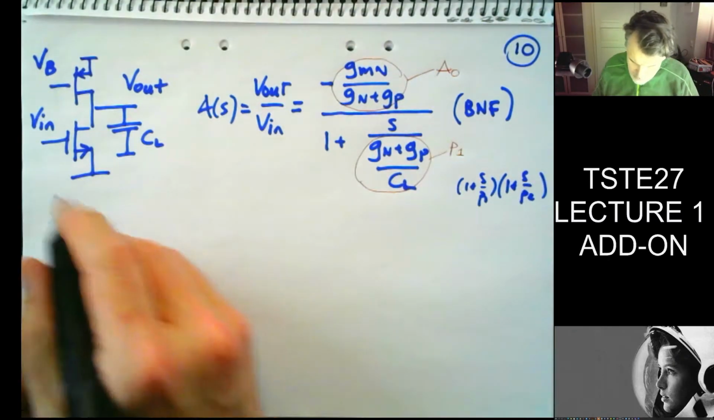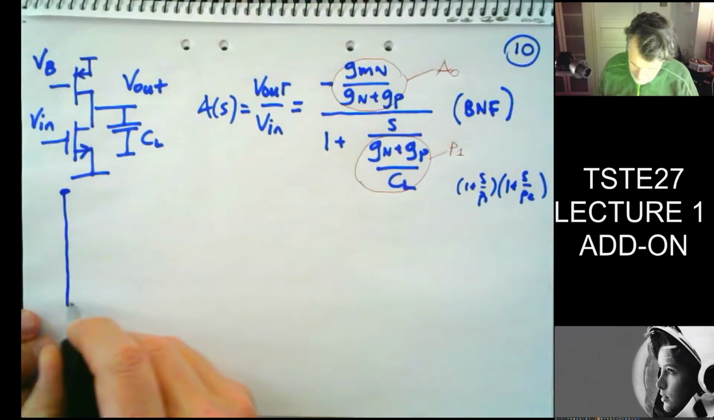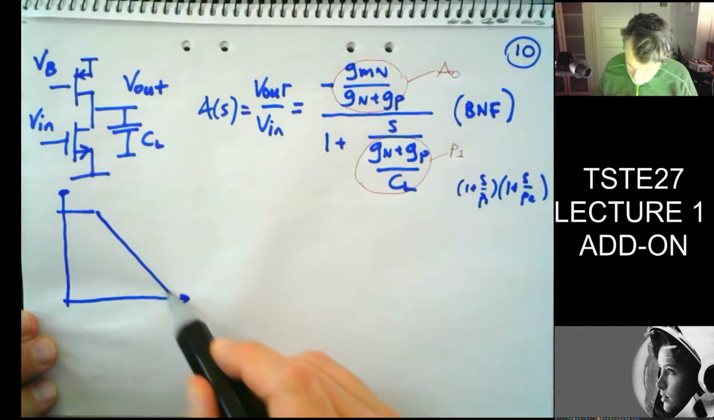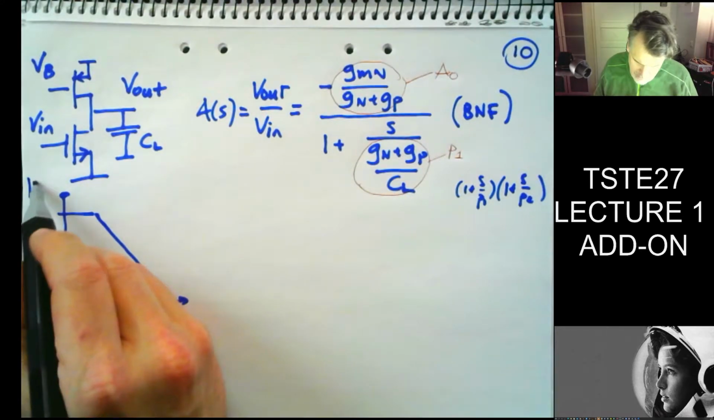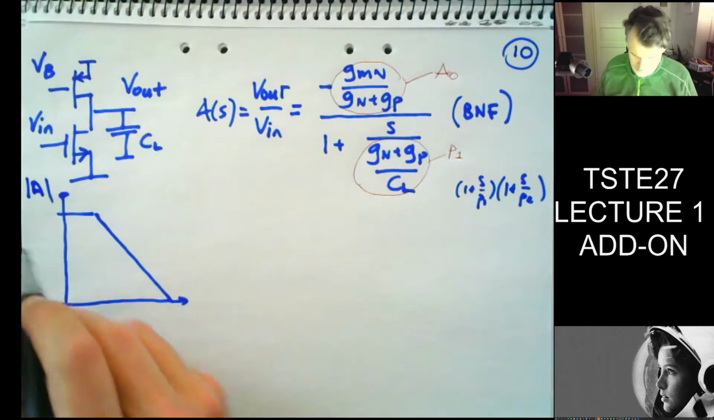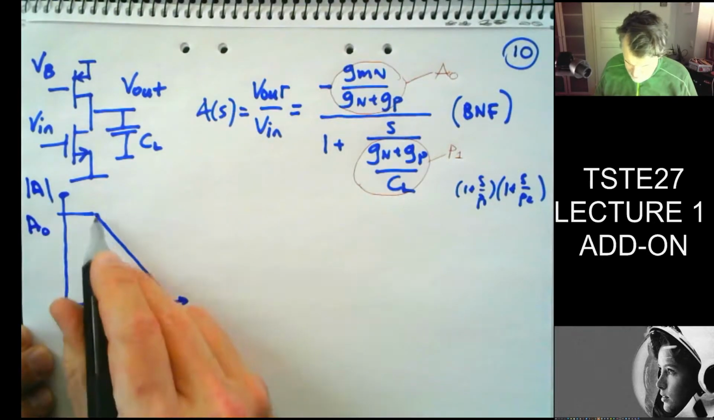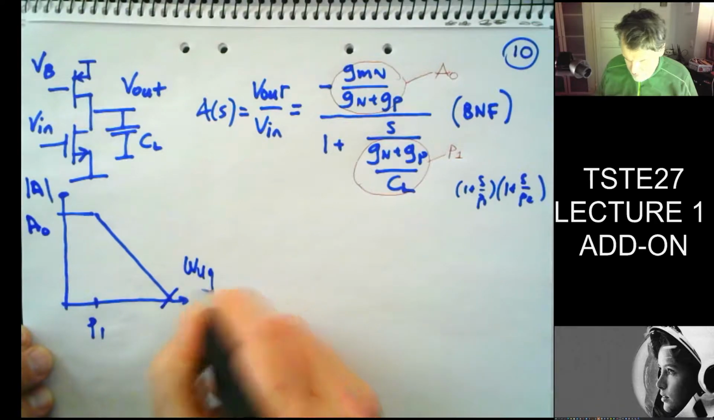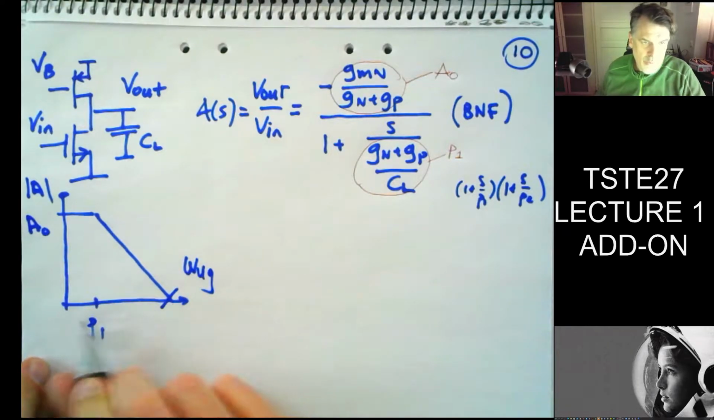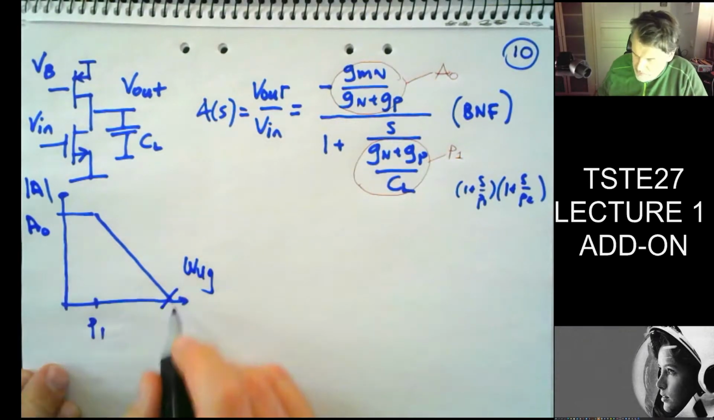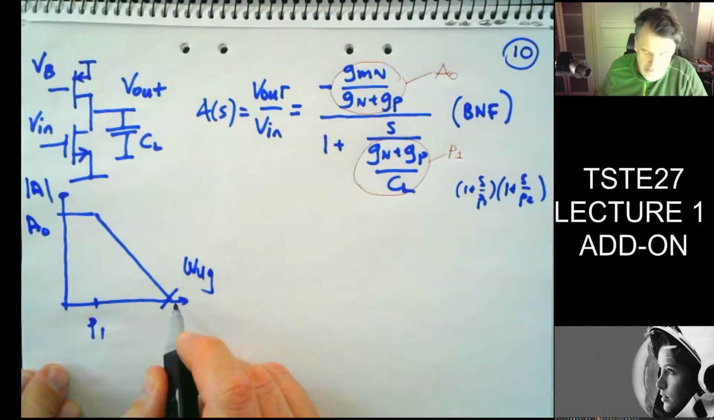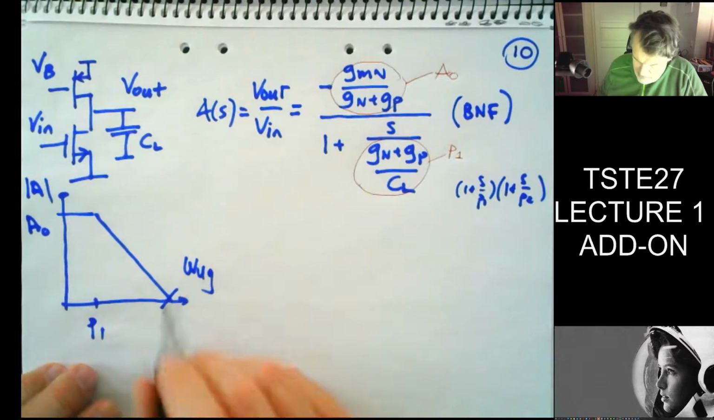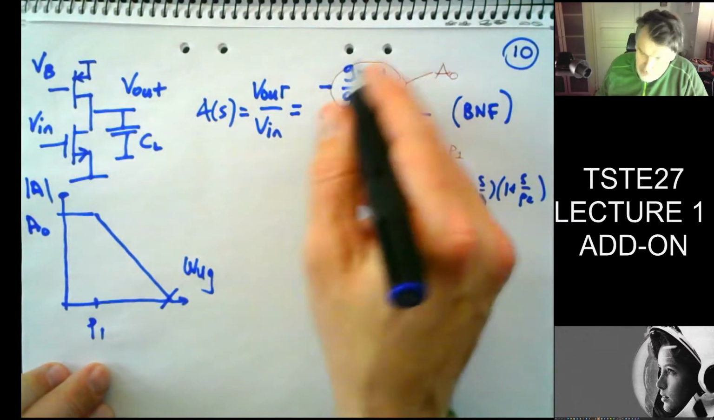And we mentioned we had a transfer function like this in the Bode plot, so absolute of A, and A0 is here, and then we have P1 here, and omega UG, the unity gain frequency at which we don't have any gain anymore. So beyond this point, it's not an amplifier anymore. Here we have gain, here we don't. We can look at this expression.